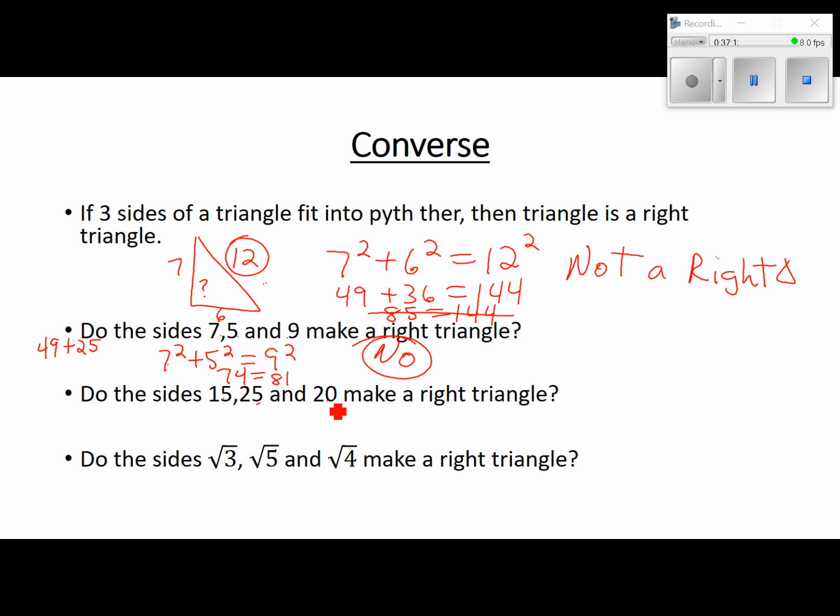15, 25, and 20, you got to be careful here. Remember that the hypotenuse has to be the longest side, so that's the 25. So if we look at that, we would do 15 squared plus 20 squared equals 25 squared. And I wouldn't even do the math here because I would look at this and realize that that fits into that 3, 4, 5 family or Pythagorean triple. 3 times 5 gives you 15. 4 times 5 gives you 20. Well, then that means this side has to be 5 times 5, which is 25. So that tells me, yes, this one is a right triangle.